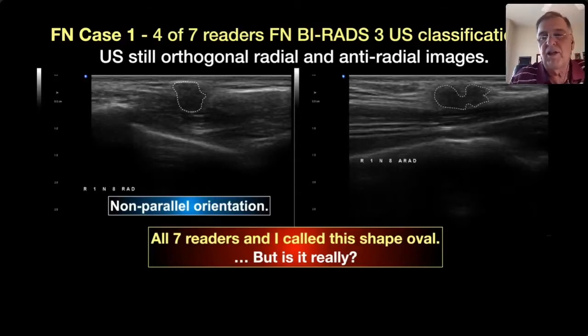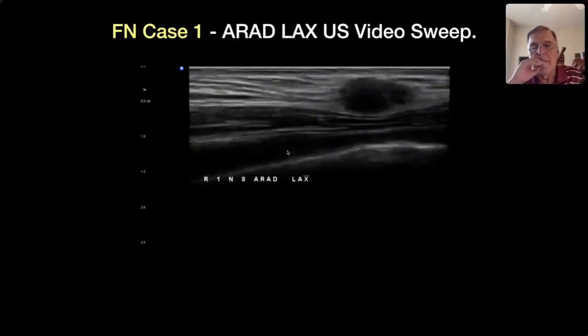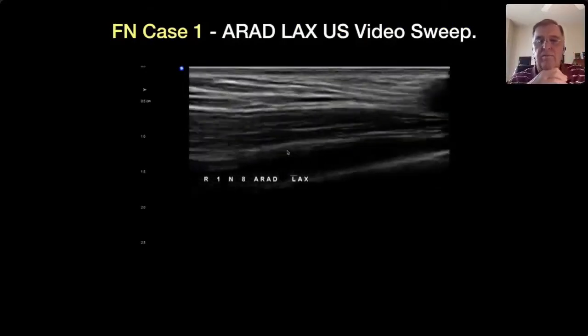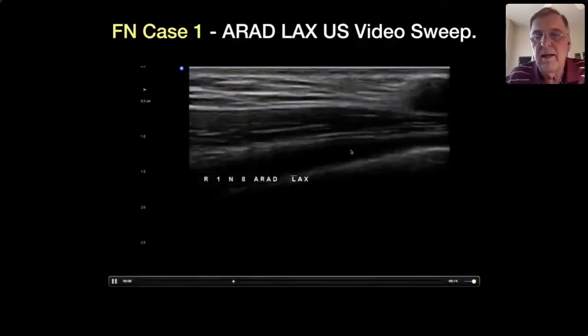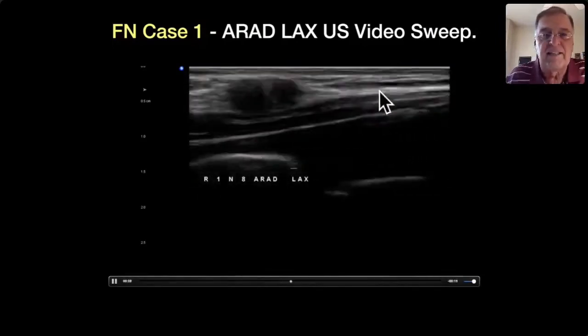But you can also see when I draw in the region of interest around this, even in the anti-radial view, I was just sloppy. The 7 readers were sloppy. We all kind of blew it. We shouldn't have called this oval shape at all. Now here's a video loop. This is a long axis video loop. And notice the hyperechoic spiculations. I mean, the readers just flat didn't see that.